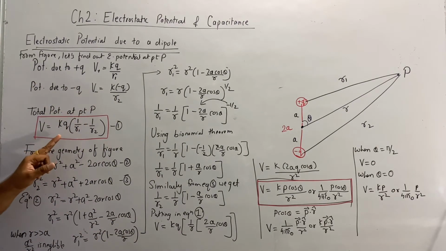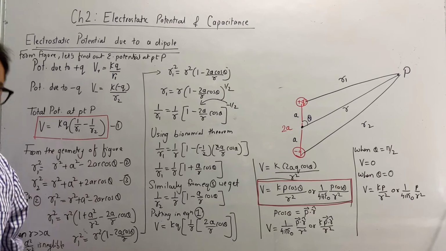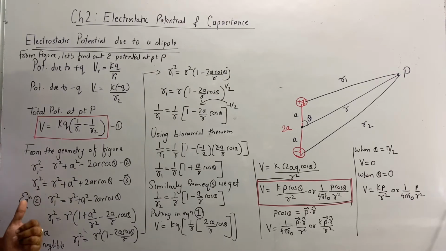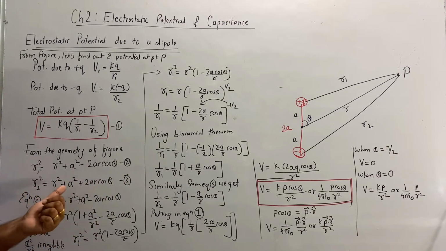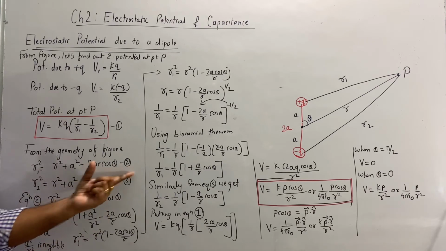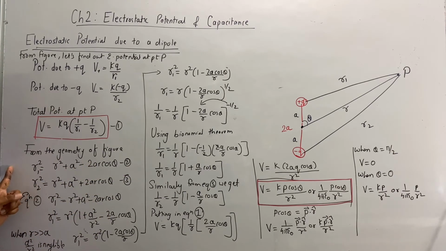Okay, this is the first part. Now, next, to find out 1 by R1 and 1 by R2. By taking the geometry of the figure, R1 square will be equal to R square plus A square minus 2AR cos theta, and R2 square equal to R square plus A square plus 2AR cos theta. Now, we will solve only one equation, and similarly we will write down the value for the second. From equation 2, I took R square common. A by R is negligible, so A square by R square is also negligible compared to 1 and 2A by R cos theta.